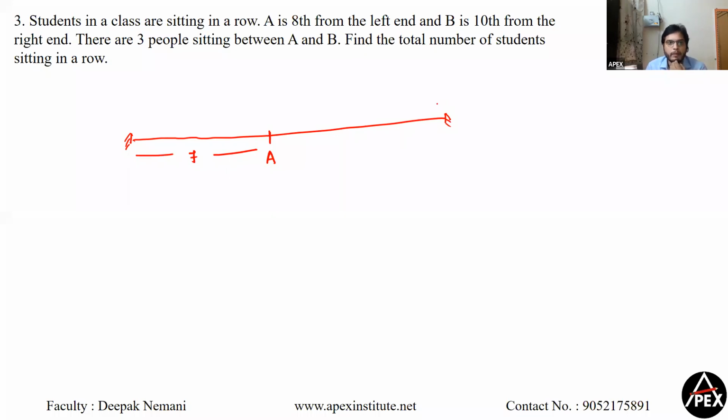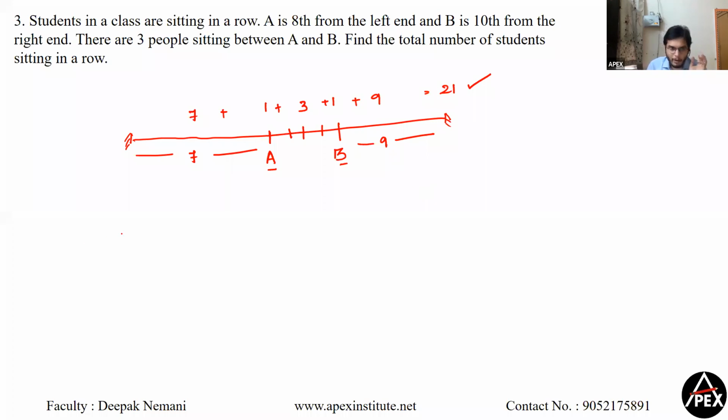And B is 10th from the right, and there are 3 people sitting between A and B. So you have considered 1, 2, 3, 3 people sitting between A and B. You have B here, and B is 10th from the right hand. So you have 9 people sitting to the right of B. So this will be 7 plus 1 plus 3 plus 1 plus 9, which is equal to 21. Perfect. This is one case.